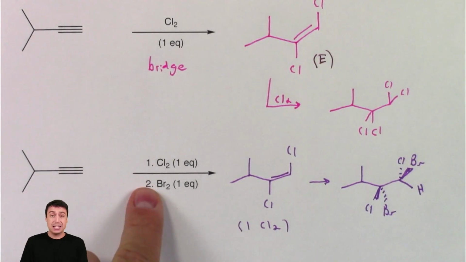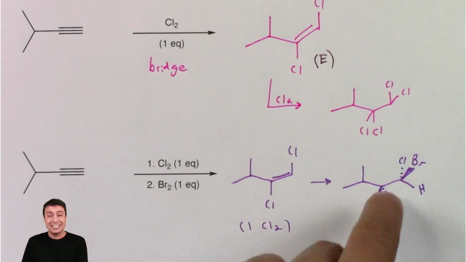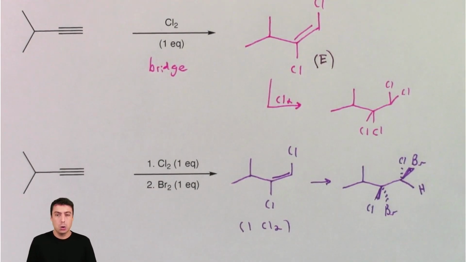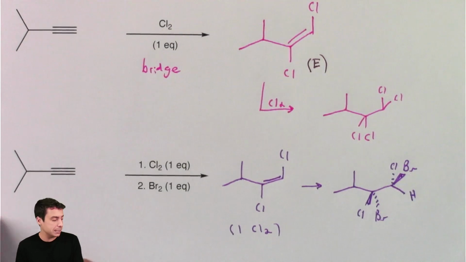But this is a way that they can kind of trick you to show you it is still anti, whereas if it was just Cl2 twice, you don't really have the ability to show all of that. Okay, let's keep moving on.